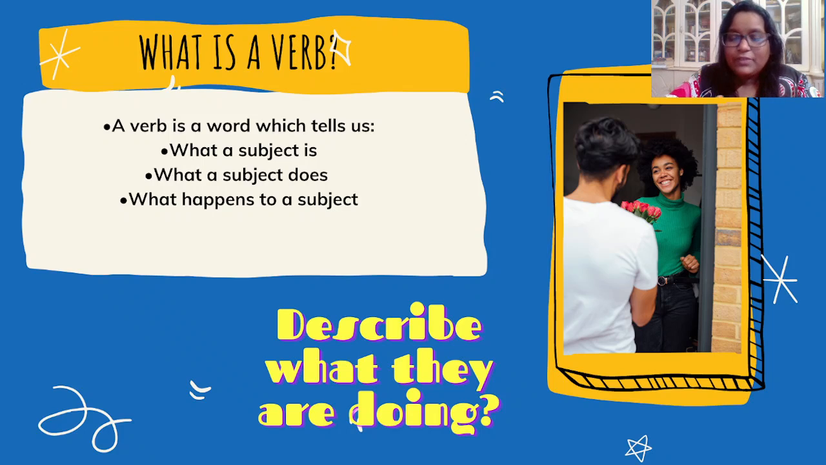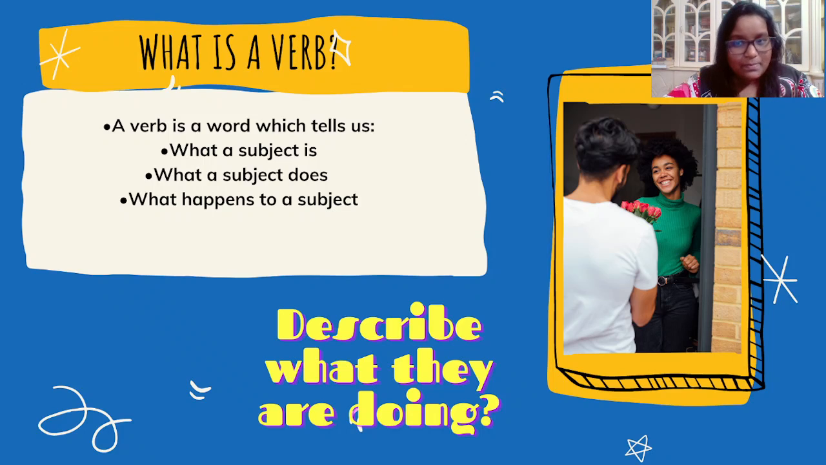So in this class, I would like to tell you that a verb is any word which tells you one of these three things. It either tells you what a subject is. For example, I am a teacher, I being the subject. The second thing is what a subject does. I am teaching. I am doing something. And the third thing is what happens to a subject. I fell down. So that happened to me. There are these three different things that a verb can communicate to you.